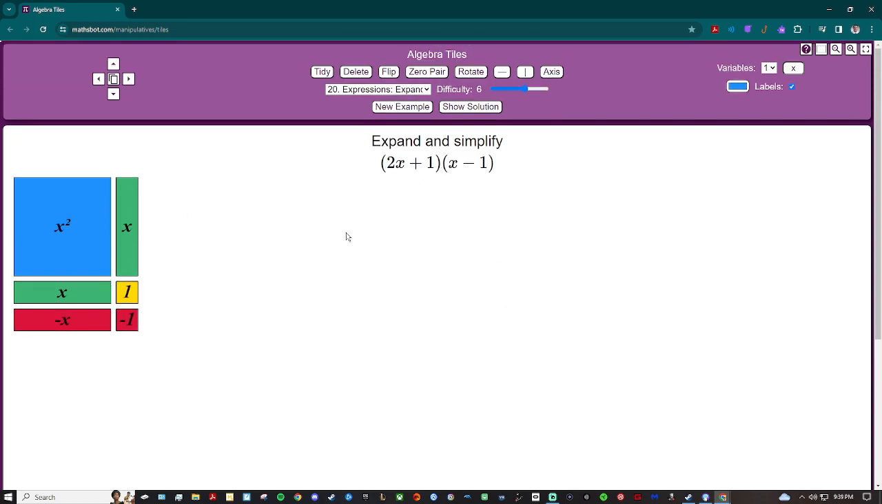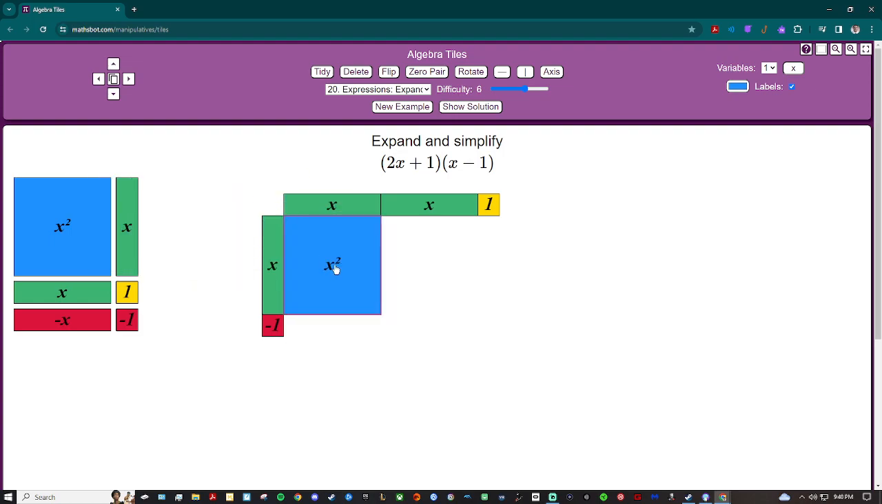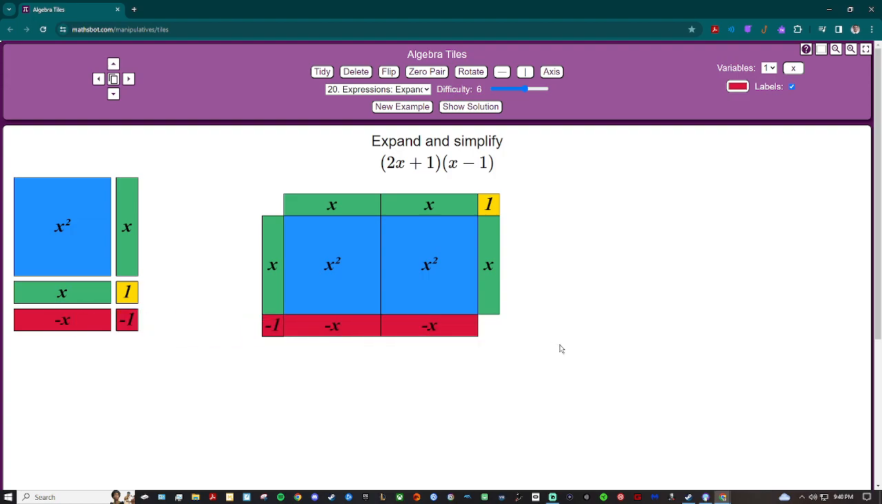Okay, so my first one is 2x's plus 1. X and an x plus 1. And going vertical, I have x minus 1. So x minus 1. Again, we're going to fill in all of our spots. X times x gives us x squared. X times x gives us x squared. Here, 1 times x is 1x. X times -1 gives us negative x. And x times -1 gives us another negative x. Last but not least, we have 1 times -1, which is -1.